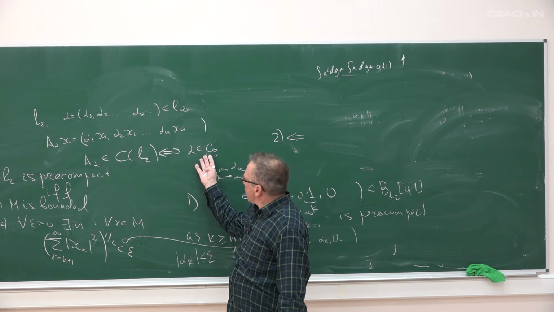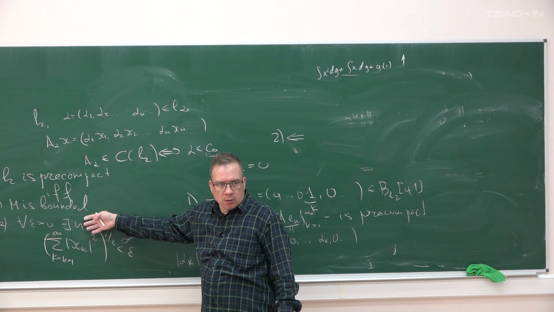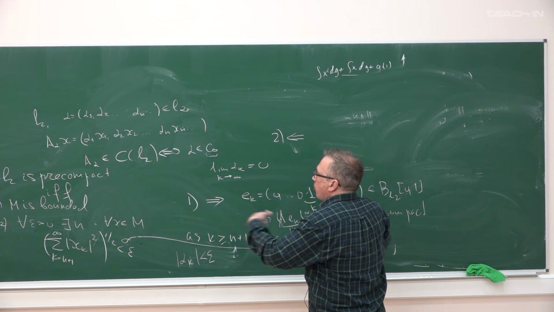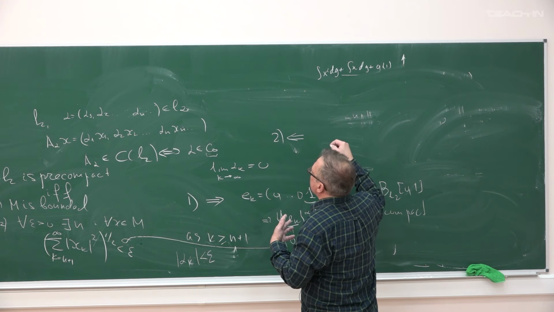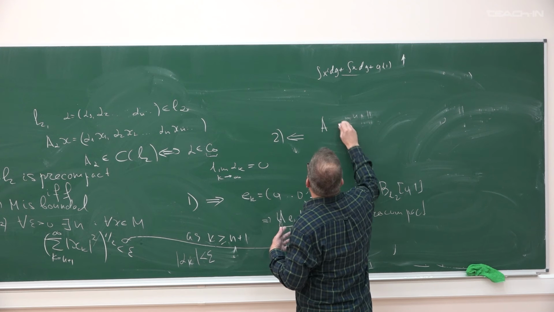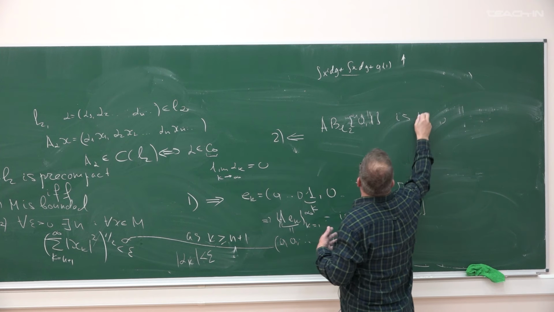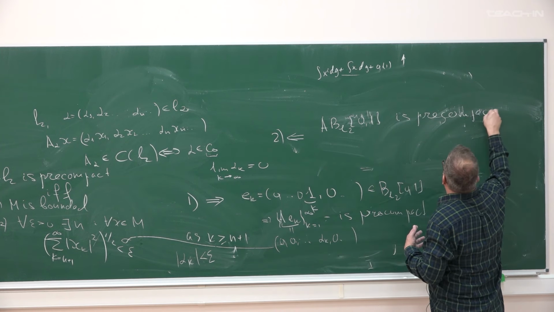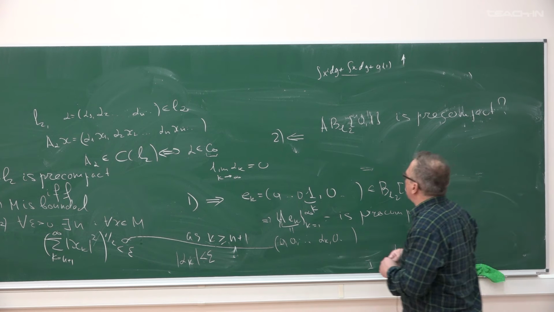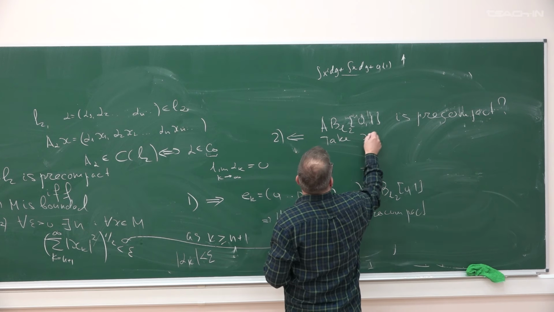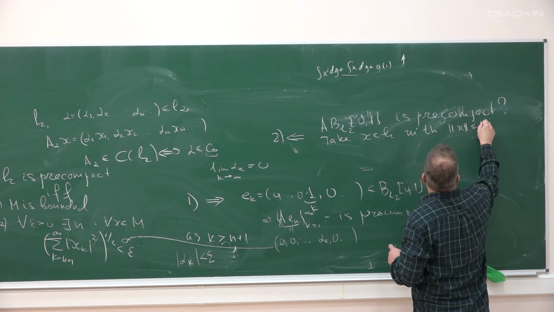So we have a sequence which converges to zero. We must check both of these two properties. Let's check the first. So we must check that the image of the unit ball under A is precompact. So take x from L2 with norm of x less than or equal to 1.